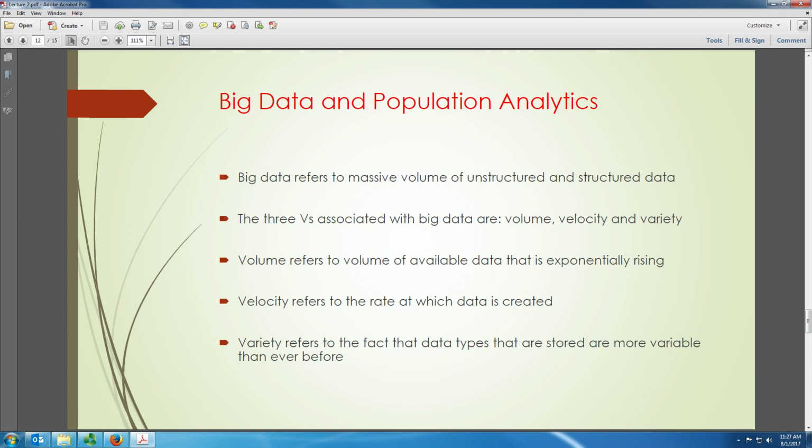Volume refers to the volume of available data that is exponentially rising. I can give you one example here. I was working for a particular department that was dealing with brain images, and a doctor asked me how much storage he would need to store all the brain images. I asked him, how many brain images do you have?